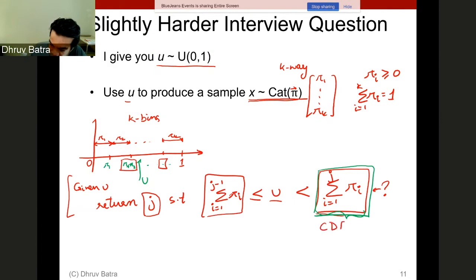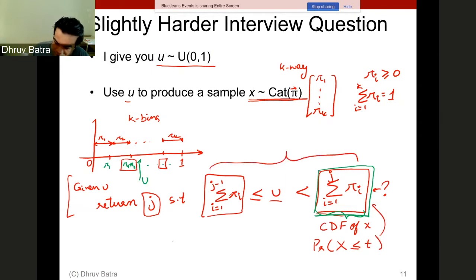This is the CDF of x, of our desired random variable x. It's giving us the probability of x less than or equal to some t, and this is what that t is. And this entire operation is essentially computing F inverse of u, because F, the CDF of our desired random variable x, is a step function.